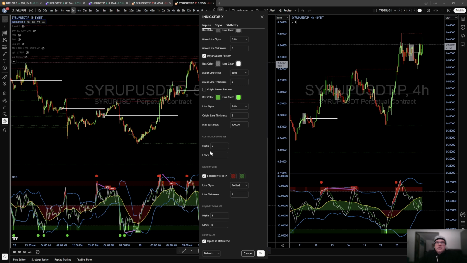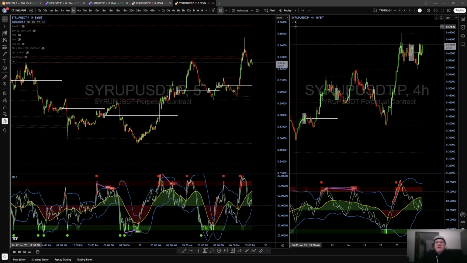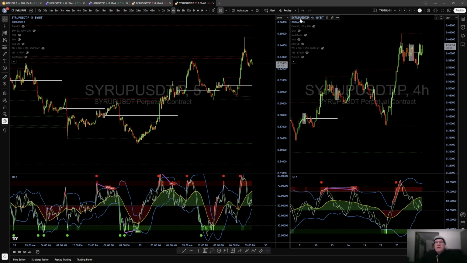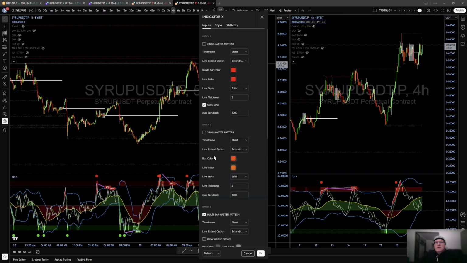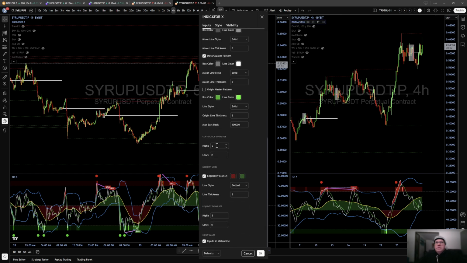So it's 3 and 3 for low time frame, and for high time frame like hourly or 4-hour and above, you even want to use 2 and 2. So that's how I do that.